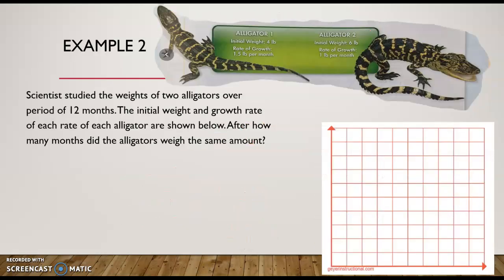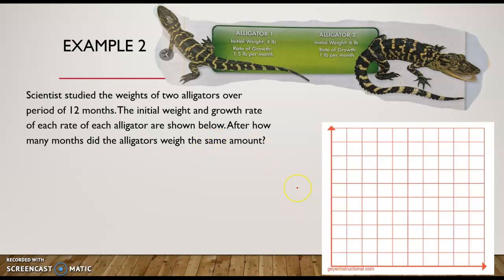Scientists studied the weights of 2 alligators over a period of 12 months. The identical weight and growth rate of each, all right, whatever. I think I have a typo. Of each alligator shown below. After how many months did the alligators weigh about the same amount?